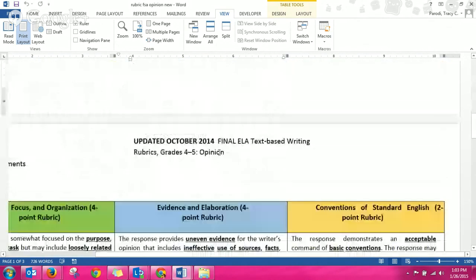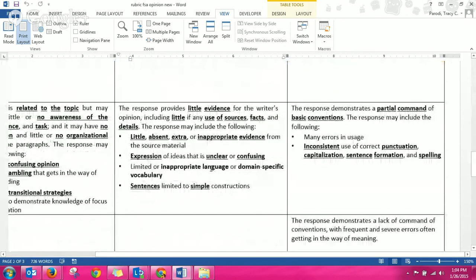Let's go down here to a 1, just so you know. It says the response provides little evidence for the writer's opinion, including little, if any, use of sources, facts, and details. So what this would be is a student who read the article, understood none of it, so chose not to borrow any evidence from the passages and just wrote an essay about their opinion, and that's it. They don't use any sources. If you don't use any sources, you'll get a 1.